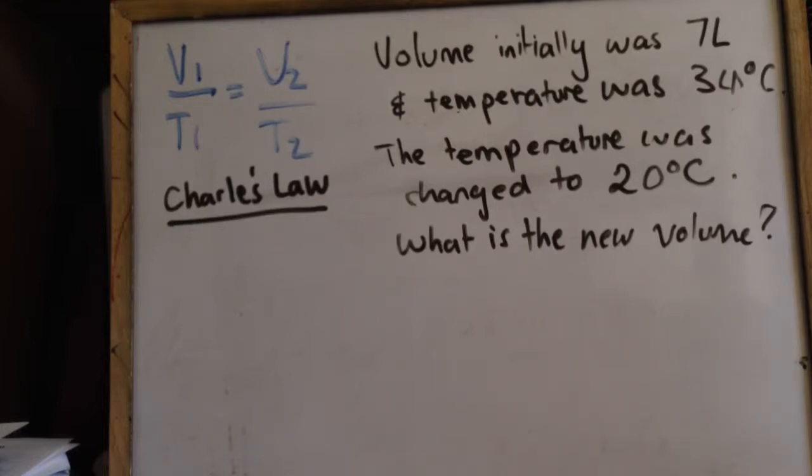for yourself. But the very first thing we need to do mathematically is to convert those units in degrees Celsius into degrees Kelvin. And the reason for that is that Charles' law works off Kelvin as the SI unit.